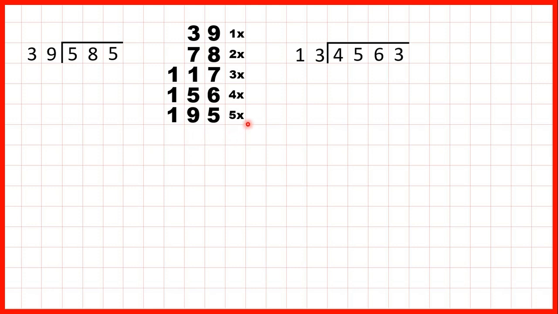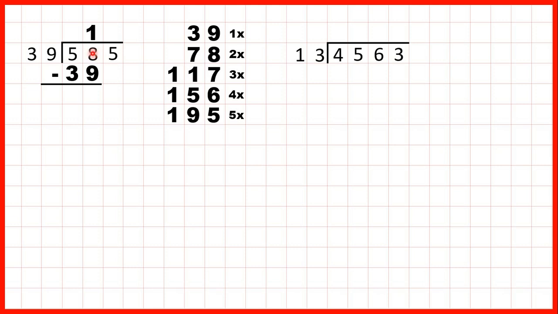So now that we've worked out the 39 times table up to 5 times, we can look back to our question. If we take the first 2 digits together, we have 58 divided by 39. Now the closest number to 58 in the 39 times table, which is still less than 58, is 39. So we can write 39 under the 58, and because that's 1 times 39, we can write 1 in our answer line.